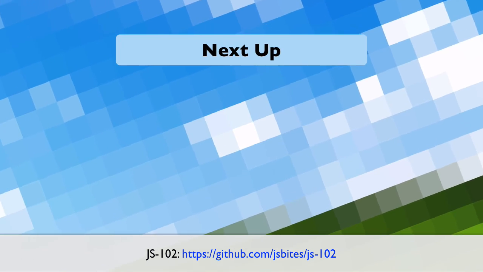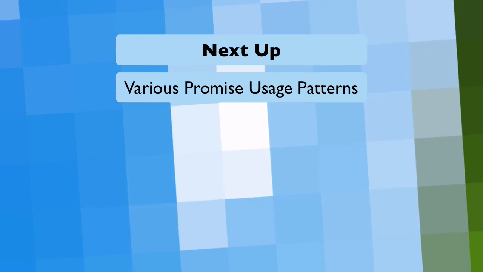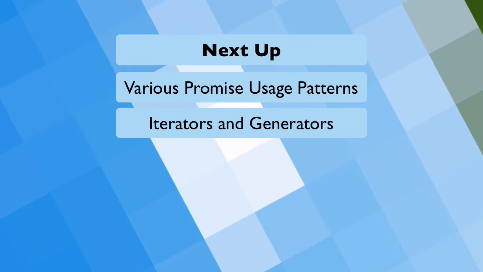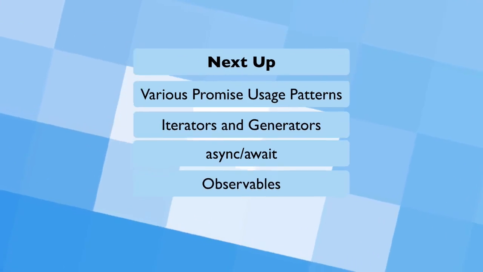Why? Because in the next episode we'll continue from here and we'll be examining more complex promise usage patterns and also look into other flavors of flow control such as iterators and generators, async await, and of course observables.